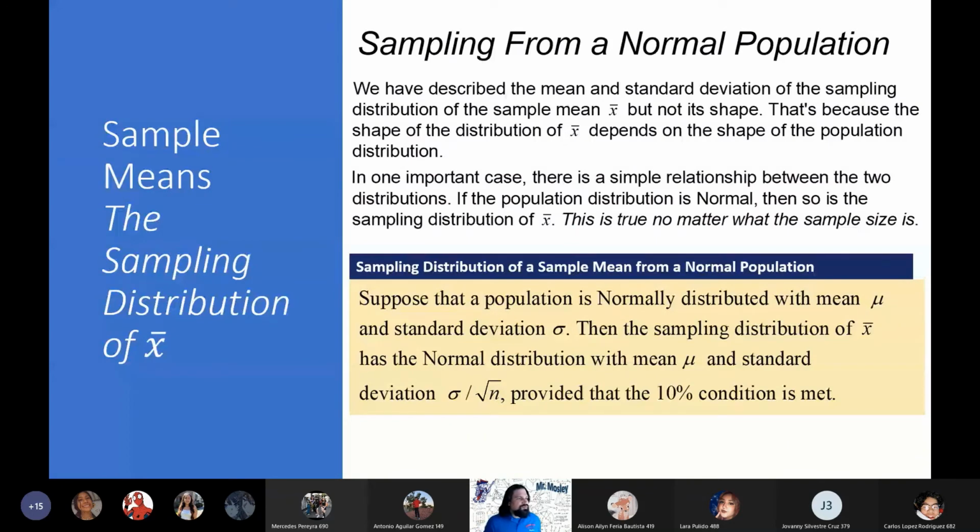So we have this sampling distribution of a sample mean from a normal population. Suppose that a population is normally distributed with mean mu and standard deviation sigma, then the sampling distribution of x bar has the normal distribution with mean mu and standard deviation sigma divided by square root of n. Same formula we saw on the previous screen, provided that the 10% condition is met. So this is nice, this works. Things that start normal stay normal, and that's good.